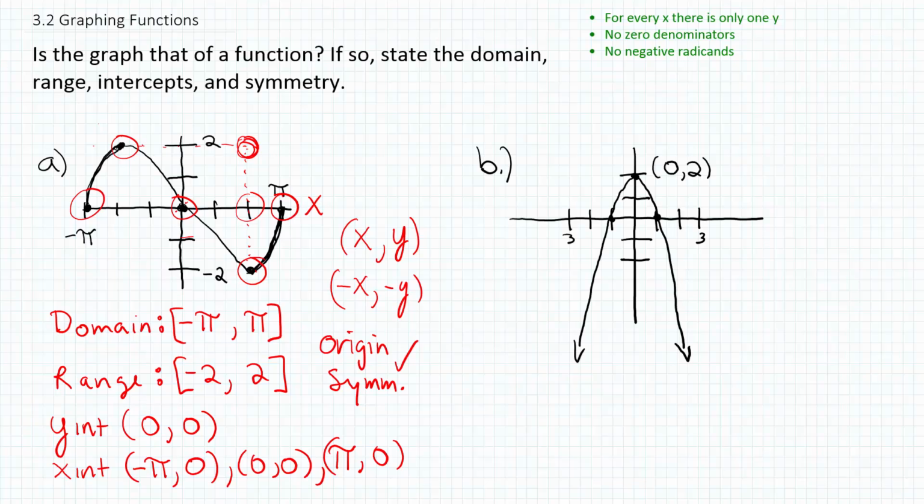And first thing we want to do is to determine if it's a function or not. Remember, we use that vertical line test. And you can see if we ran vertical lines through the graph, they will intersect the graph in at most one place. And that means it passes the vertical line test, so it is indeed a function.